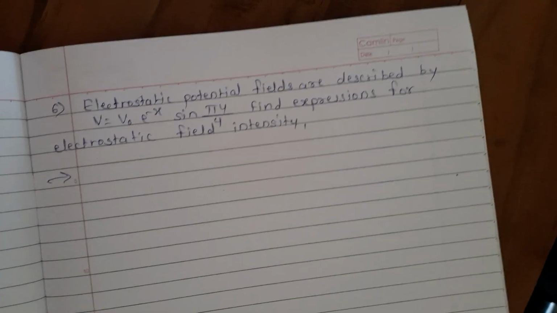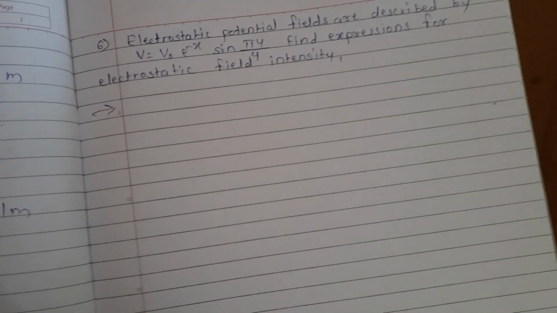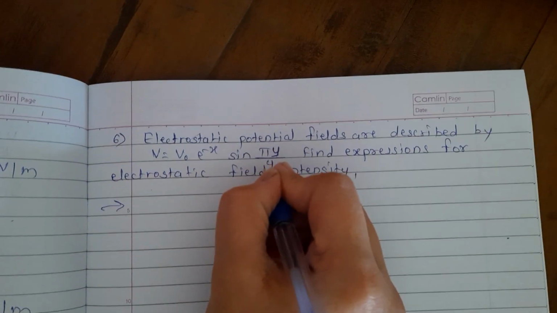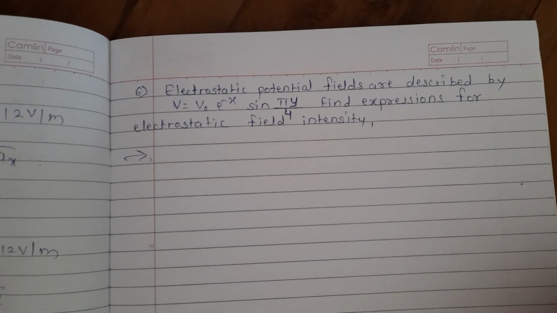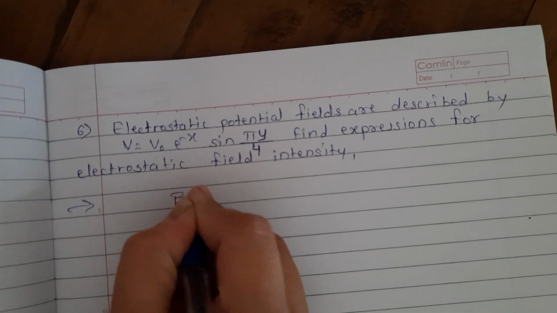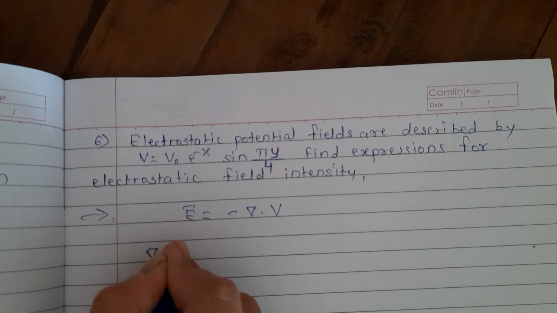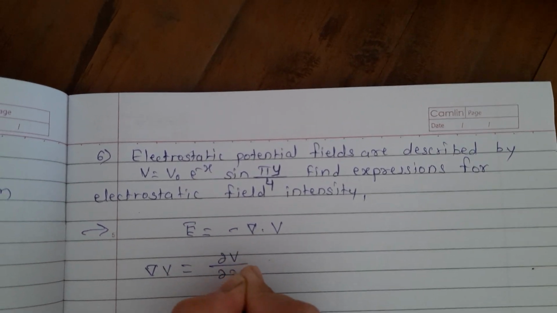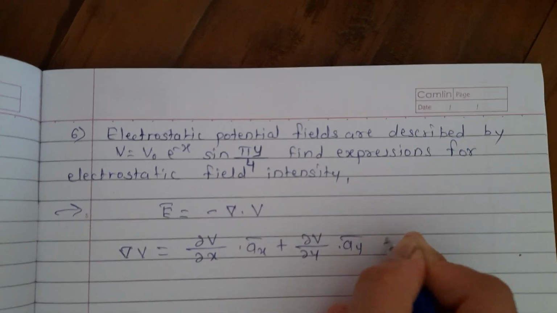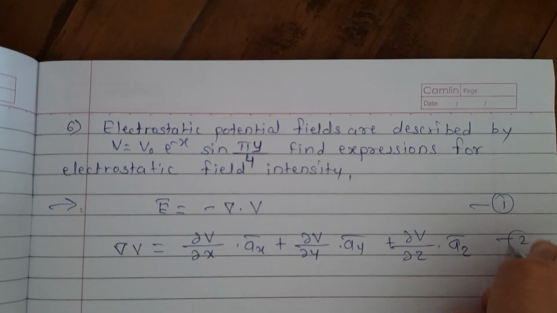Electrostatic field potential field is described by V is equal to V0 e raised to minus x sine of pi into y divided by 4. Then find the expression for electrostatic field intensity. Now we have the equation E bar is equal to minus gradient of V, and in Cartesian coordinates we can write this as minus dV by dx ax bar plus dV by dy ay bar plus dV by dz az bar. This is equation 1 and this is 2.